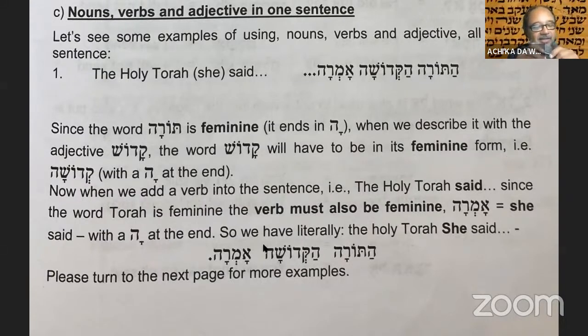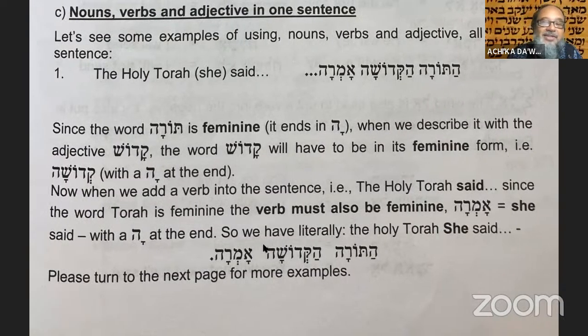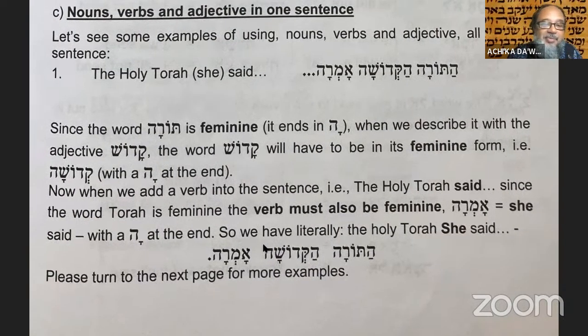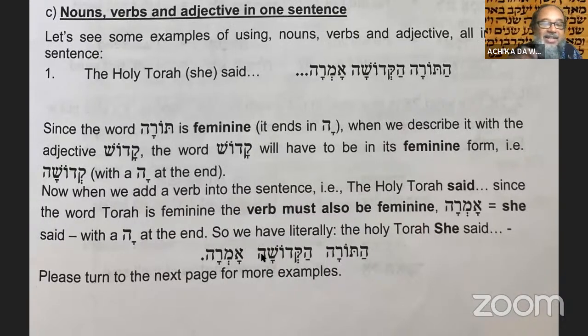See? So ladies, you guys got great power, great authority. You just don't know it. Since the word Torah, you probably know it. You guys have just been suppressed and oppressed and all kind of stuff. So you really ain't had a chance to really shine. Okay. Since the word Torah is feminine, it ends in the ah. When we describe it with the adjective kadosh, that kadosh has to take on a feminine form. It has to change. Okay. So that's the kadosha.